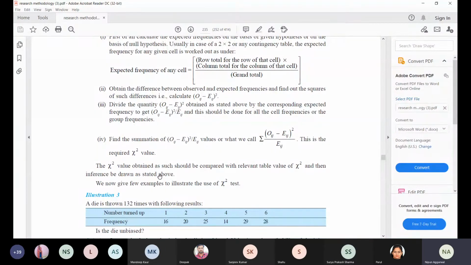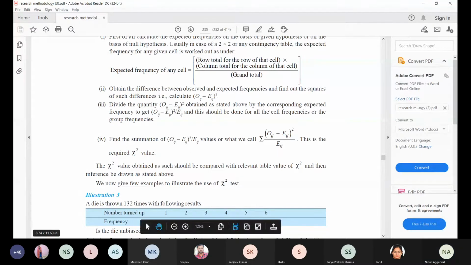A die is thrown 132 times with the following results. The numbers turned up are 1, 2, 3, 4, 5, 6, and the frequency is the observed frequency given to you: 1 has come 16 times, 2 has come 20 times, and so on. You have to find, is the dice unbiased?